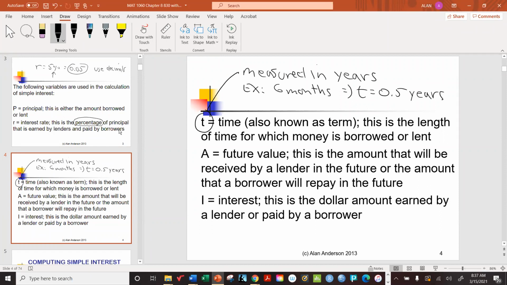And also I want to point out the word term is appropriate here as well. The word term is often used to represent the time frame over which money has been borrowed or lent. Now, here's the first one that's a little strange.